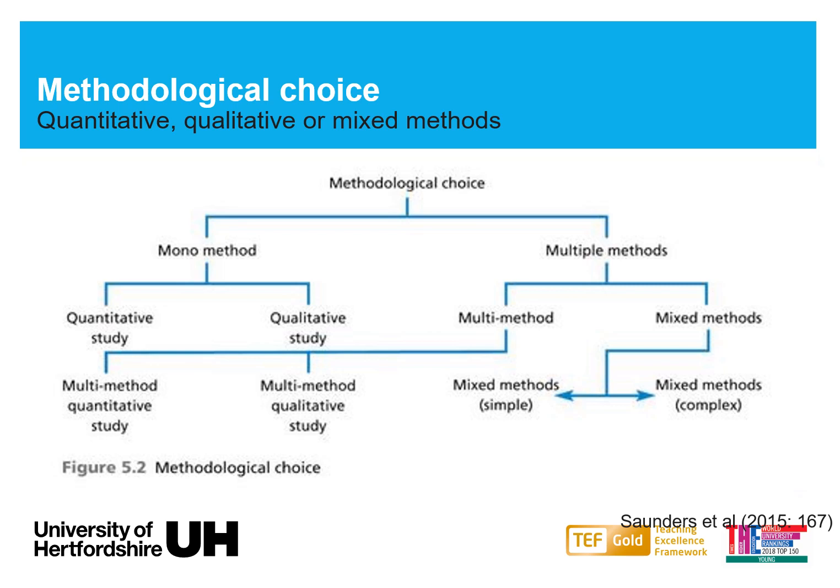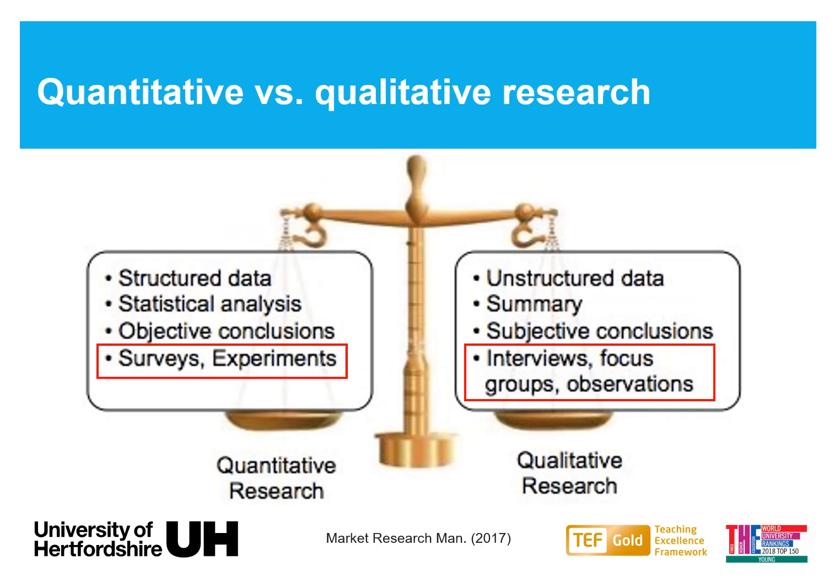So a mixed method is different from multiple methods. Mixed methods is a combination of quantitative and qualitative research. So we're going to talk about that later. So firstly, let's understand what we mean by quantitative and qualitative research.